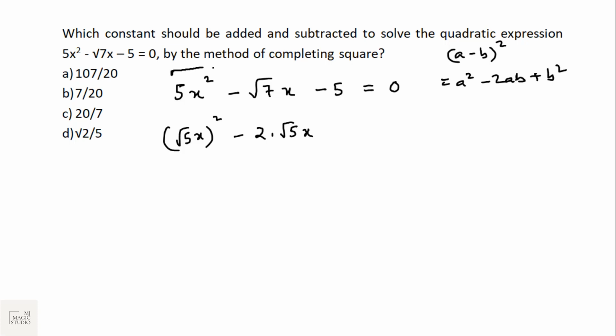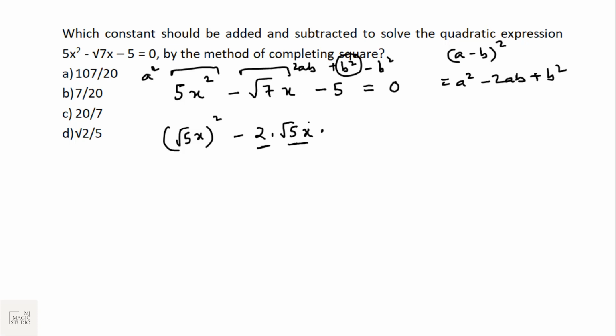So this is a square to me, and I need to convert this in the form of 2ab. Then I would be adding up b square and subtracting b square. Adding b square is what we need to add. Clear? That is what they are asking. Which constant should be added and subtracted? B square, the value of b square. So root 7x is 2ab. This we have written 2.